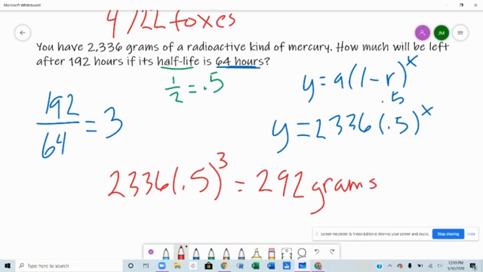So with half-life, it is always 0.5 in here, but the number you plug in for x, you will take the total time you're looking for in your answer, divided by the number of hours, or whatever it is, for your half-life. That's the number that you plug in. 192 divided by 64 gave you 3, and then you can do your answer.